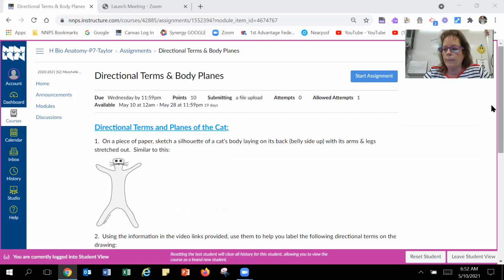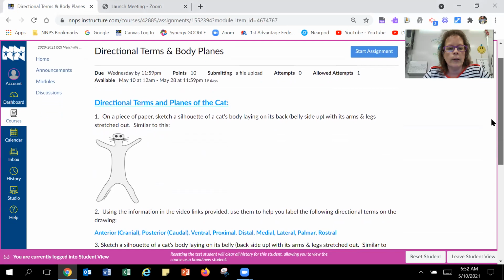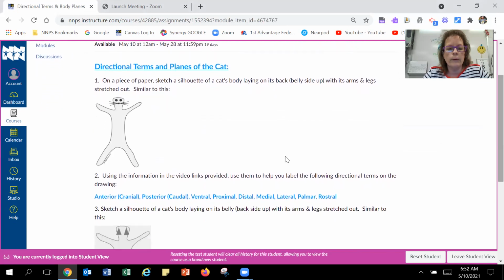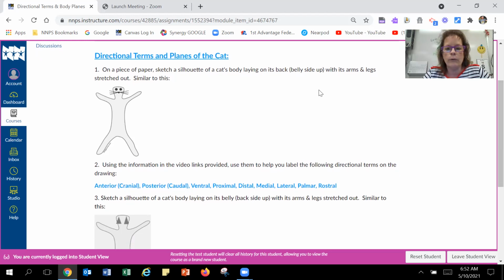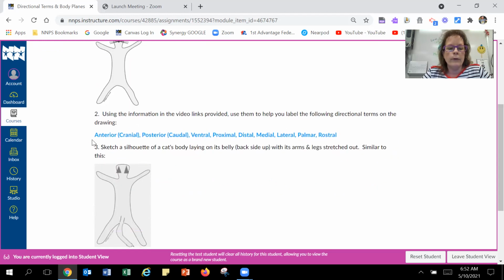But anyway, here are the directions. On a piece of paper, you're going to sketch a silhouette of a cat's body. It doesn't have to be perfect, but here's something to go by. You don't need whiskers and eyes and all that. I just wanted to show you that because you're doing this one belly side up. That's important for certain terms. And then you are going to label these terms on your kitty. Now these terms, if you don't remember them from Unit 1, are in the resource videos.